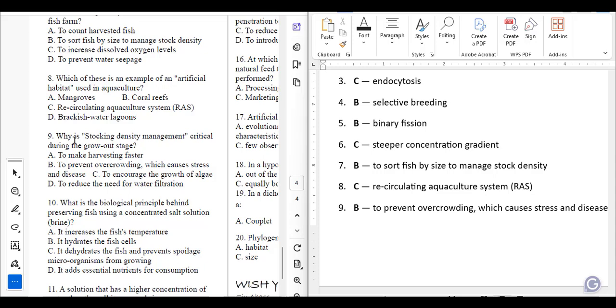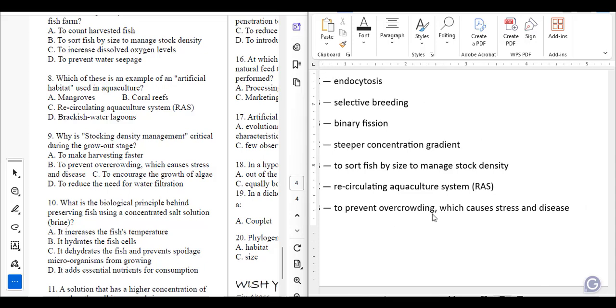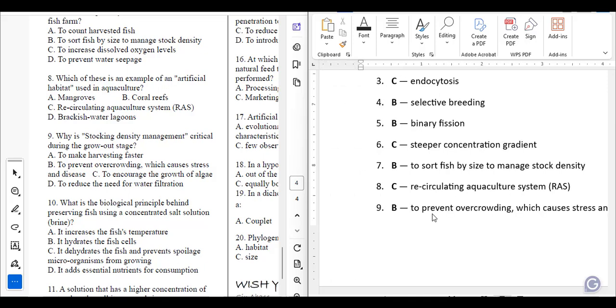Number 9. Why is stocking density management critical during the growth out stage? A, to make harvesting faster. B, to prevent overcrowding, which causes stress and diseases. C, to encourage the growth of algae. D, to reduce the need for water filtration. So our answer is to prevent overcrowding, which causes stress and diseases.